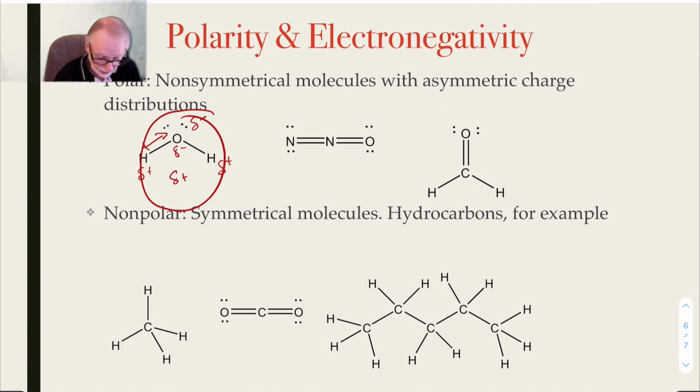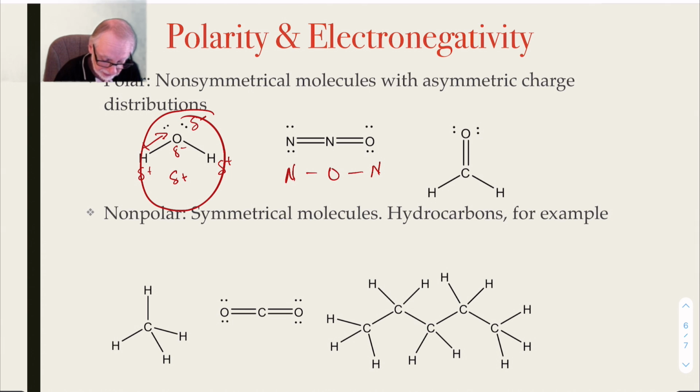A molecule like N2O, again, notice that the structure is not symmetrical. If we don't have a symmetrical structure, we're not going to have a symmetrical charge distribution. And if we don't have a symmetrical charge distribution, the molecule is going to be polar. Why is this not a symmetrical structure? Because it's got two ends, nitrogens on the left and the oxygen on the right. Now, if the structure was like this, which it's not, that would be symmetrical.